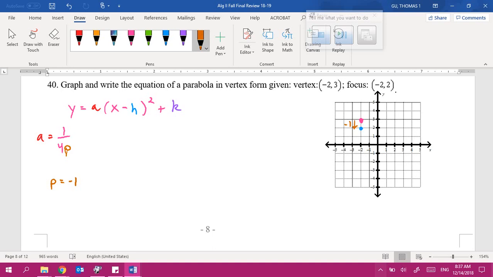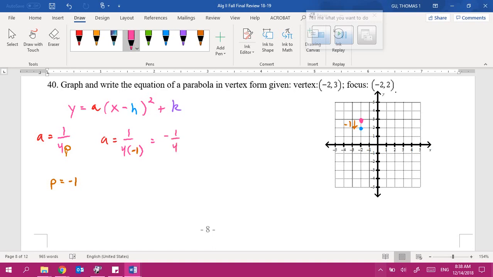So that is p. Now we can find the a value. What's the a value then? How would I find the a value? Right, it's 1 over 4 times negative 1, because p was negative 1. Which means a equals negative 1 over 4.